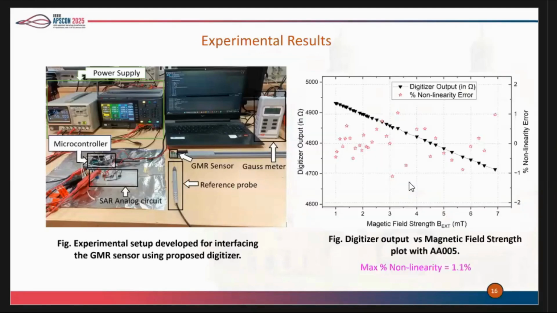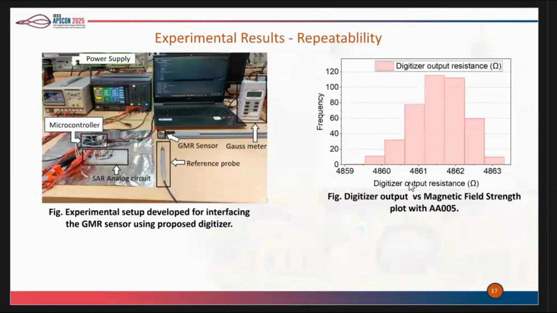This is the digitizer output versus the magnetic field strength. The magnetic field strength was varied from around 1 to 7 millitesla. We can see that the digitizer output is linear with the changing magnetic field, and the red colored stars are the percentage non-linearity. The maximum percentage non-linearity was 1.1% with an AA005 GMR sensor.